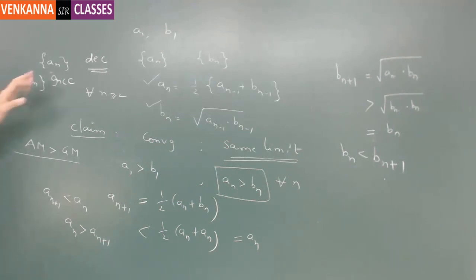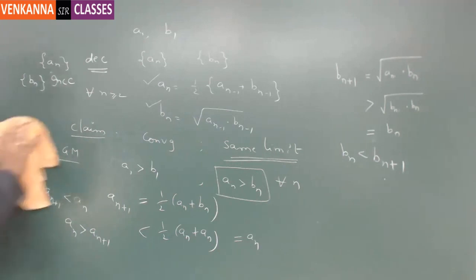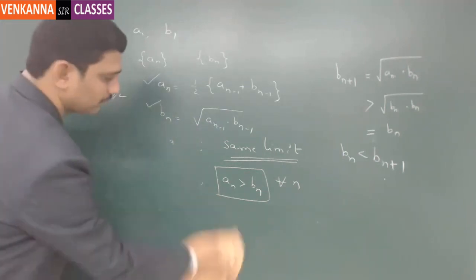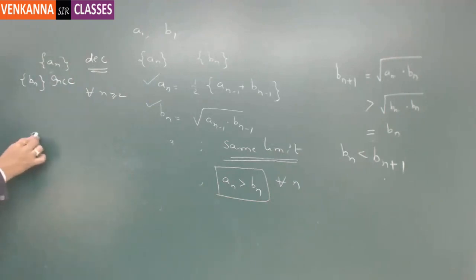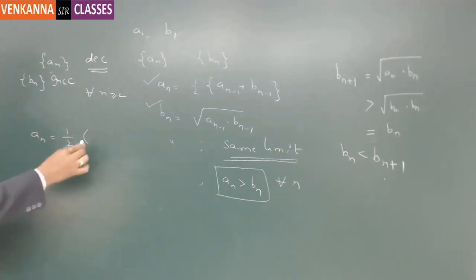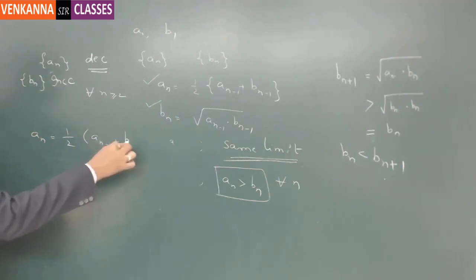Now we have to prove that they are bounded. Since an is decreasing, it has the upper bound already. Now the other part left is that it must have the lower bound. So we have to determine the lower bound of an, right? So again we consider the recursive formula. Take the value of an. This is half into an minus 1 plus bn minus 1.